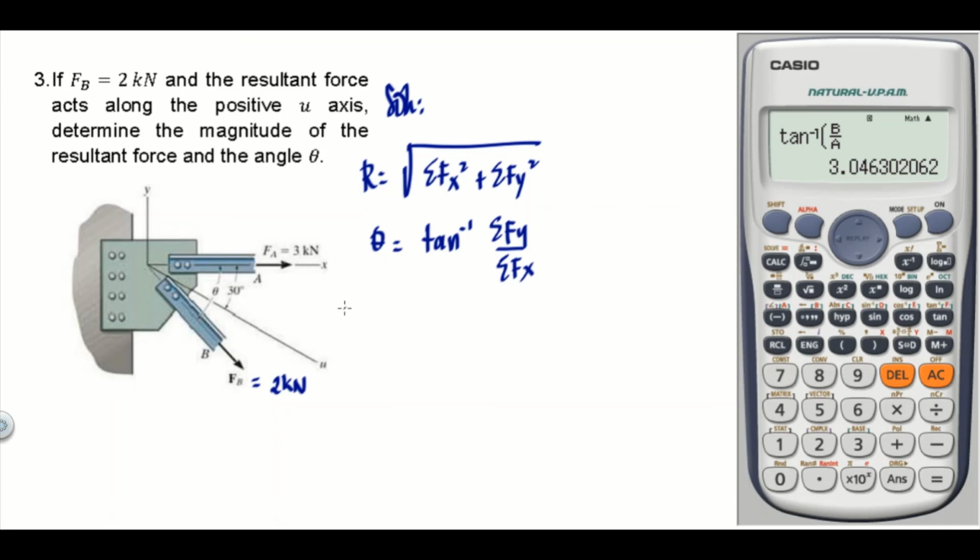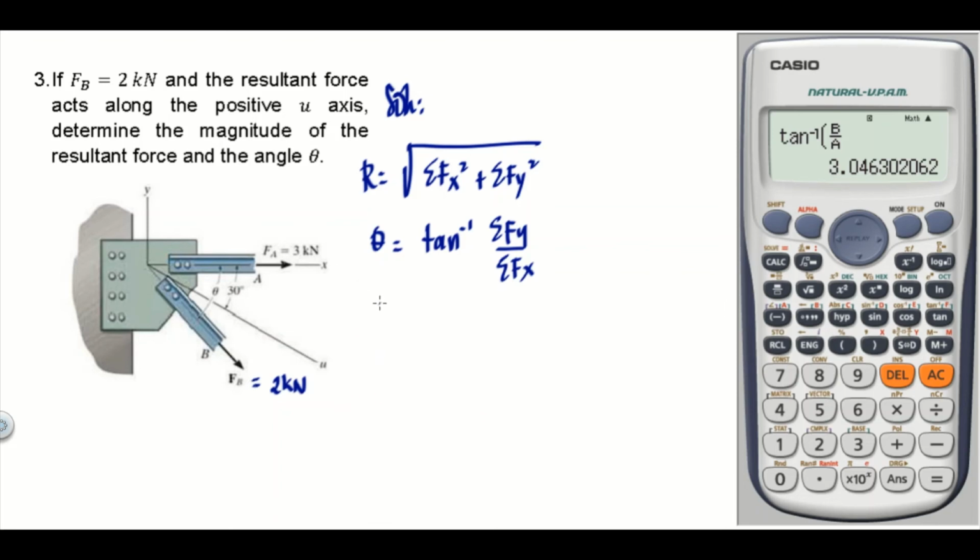Ano yung mga given? So, FA is 3 kilonewton, FB is 2 kilonewton. So, yung direction ng resultant is 30 degrees from X. Hindi natin alam yung angle or direction ng FB. Okay? So, paano gagawin natin?